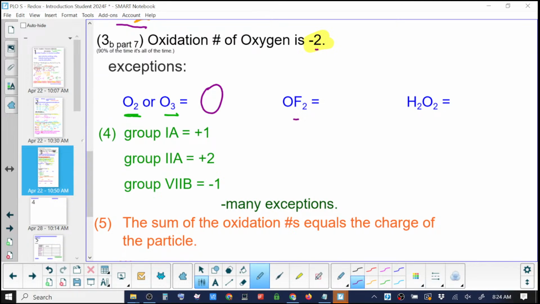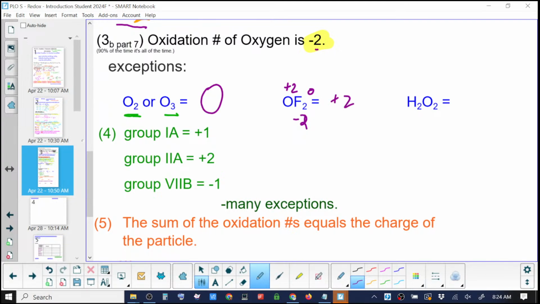-1. A little hint is we always write the negative ones second and the positive ones first. How many fluorines do we have? 2. So this side is -2. If this side is -2 and the whole thing's 0, what must this oxygen be? So oxygen here is +2.